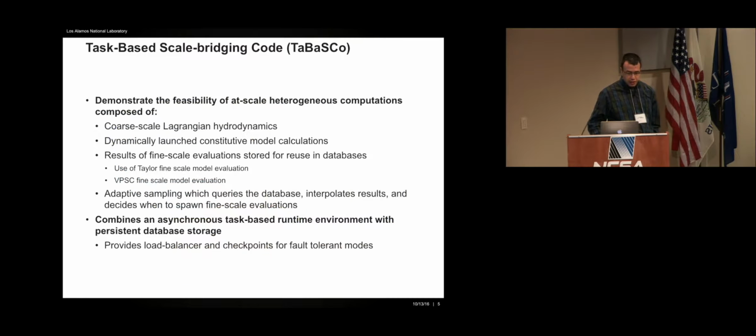The code itself, Tabasco, was the task grid-based scale bridging code. It demonstrated the feasibility of at-scale heterogeneous computation composed of a coarse-scale Lagrangian hydrodynamics code, LULESH, dynamically launched constitutive model calculations, and we used results of fine-scale evaluations stored for reuse in databases to do Kriging and other interpolation schemes. And we also combined this with an asynchronous task-based runtime environment with persistent database storage.